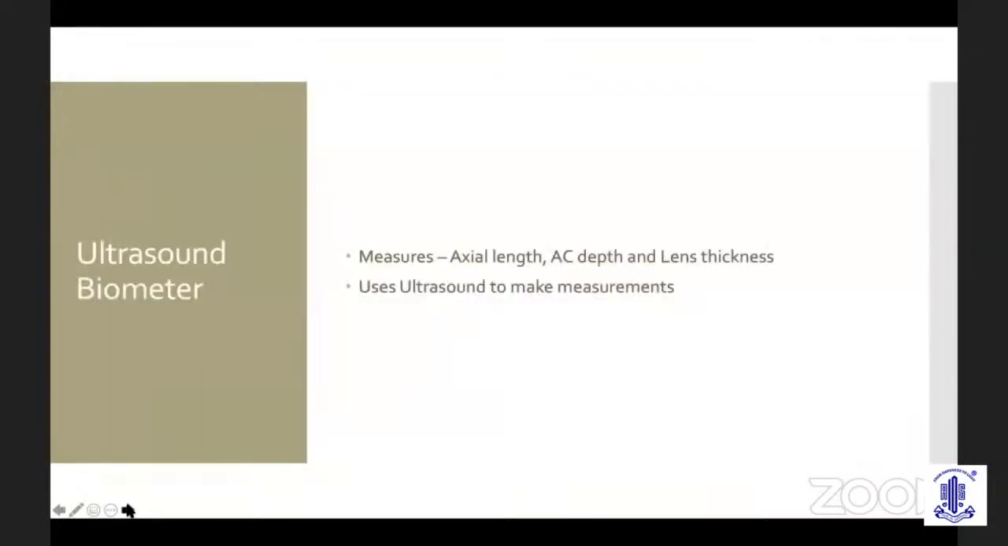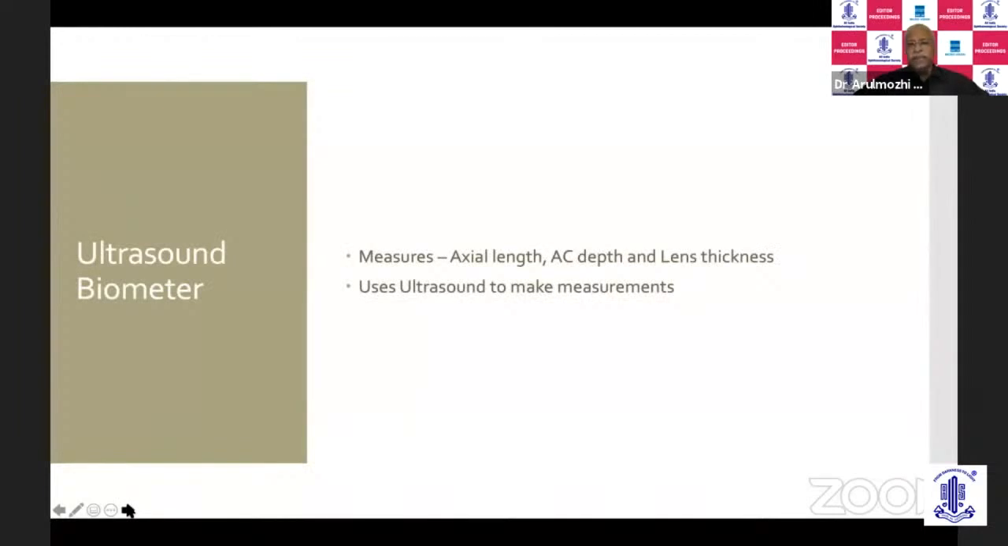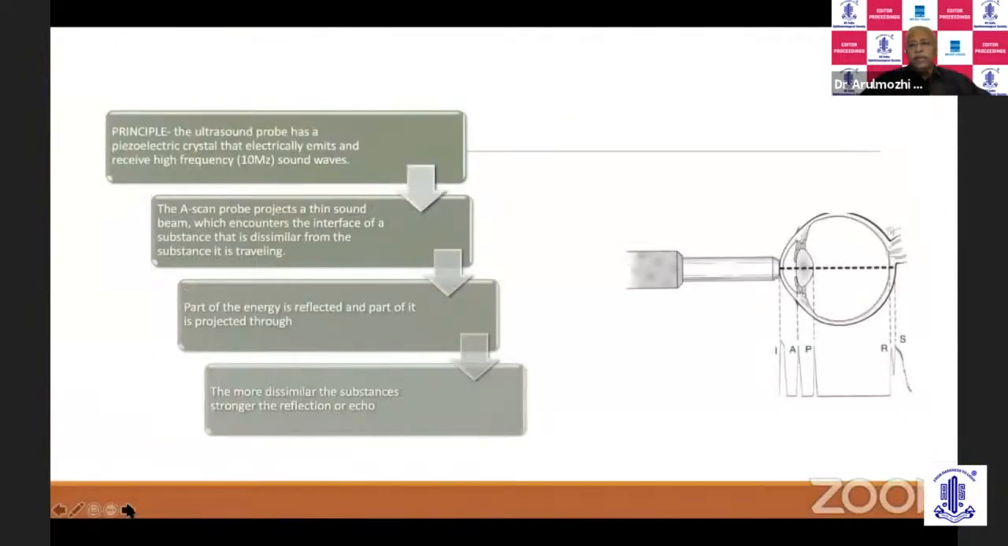Okay. So the ultrasound biometer measures the axial length of the eye, the AC depth, and lens thickness. It uses ultrasound to make measurements. It works on 10,000 kilohertz. The probe injects a thin sound beam. 10,000 kilohertz has minimal penetration, but very high accuracy.